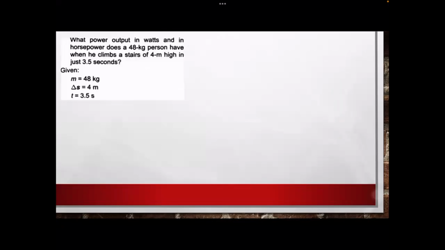So the example natin dito is: what power output in watts and in horsepower does a 48 kilogram person have when he climbs a stair of 4-meter high in just 3.5 seconds? So meron tayong 48 kilogram person na umakyat ng hagdan na 4-meter high in just 3.5 seconds. So the given natin dito, we will have the mass, which is 48 kilogram. The displacement is 4 meter, and the time is 3.5 seconds.